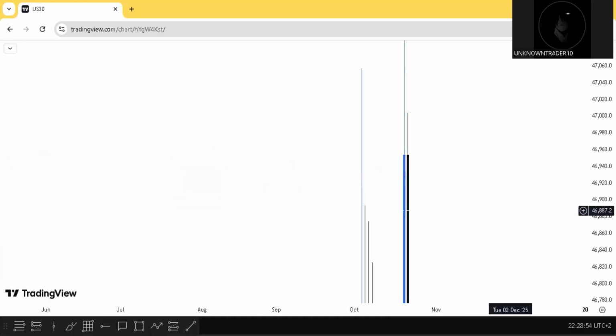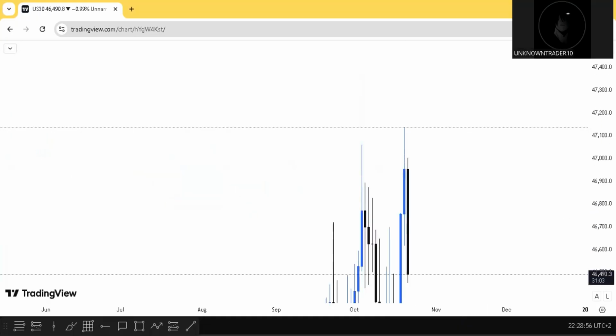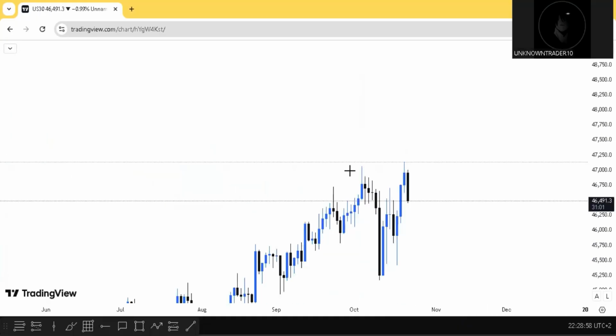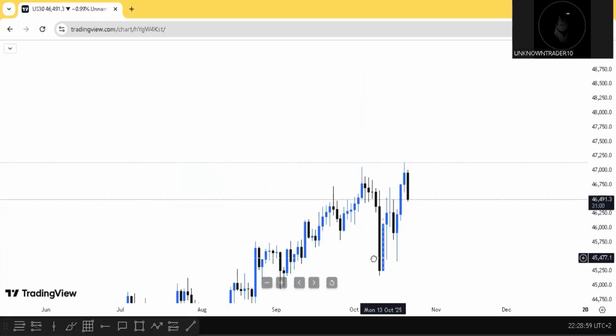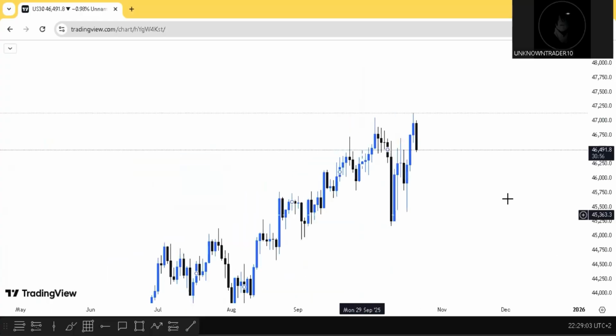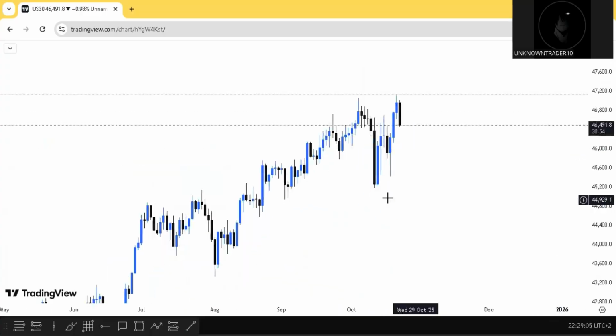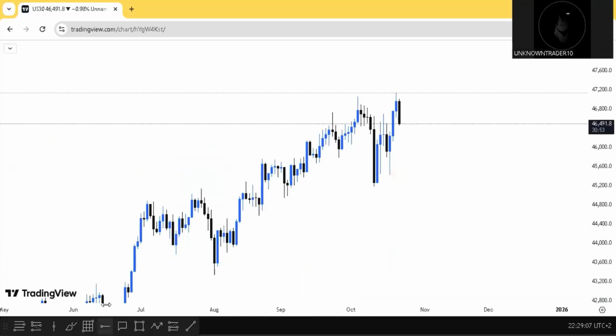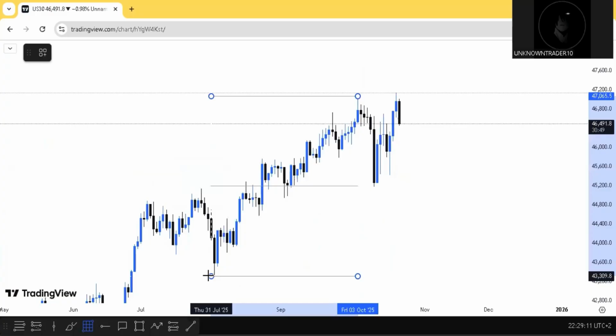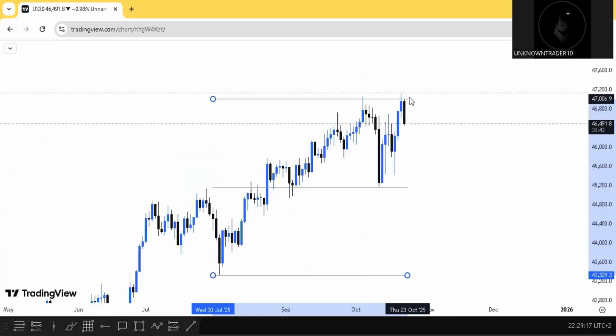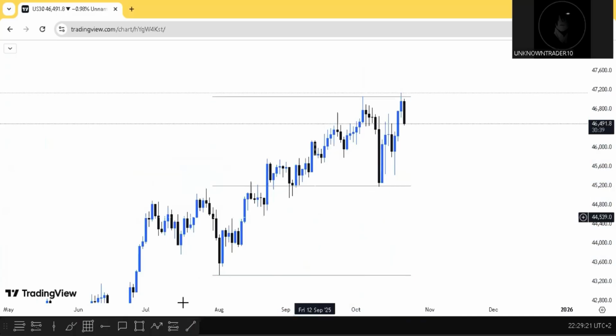So USDT has been bullish, even if we had this movement due to Trump threatening China with the tariffs. The market is still respecting the buys, because if you can see, the market came to respect the discount. The market came to respect the discount of this break of structure here.